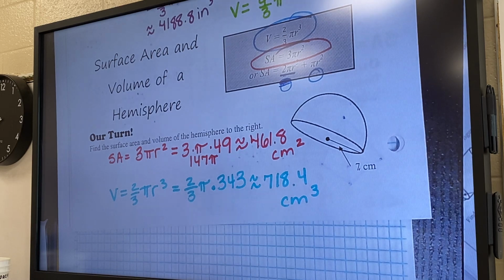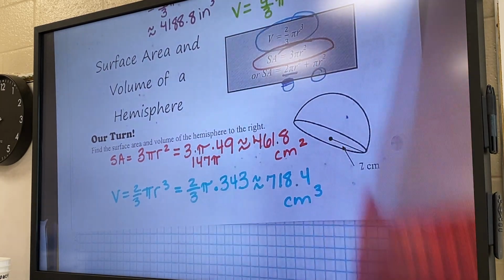Alright, the next lesson is about changing dimensions. So it's like if I found the volume but I doubled the size of everything, what would happen to the volume? Or what if I just changed the height? What would happen to the surface area? So we're going to talk about how to do that. It sounds complicated, but it's really not that bad, okay? Flip it.